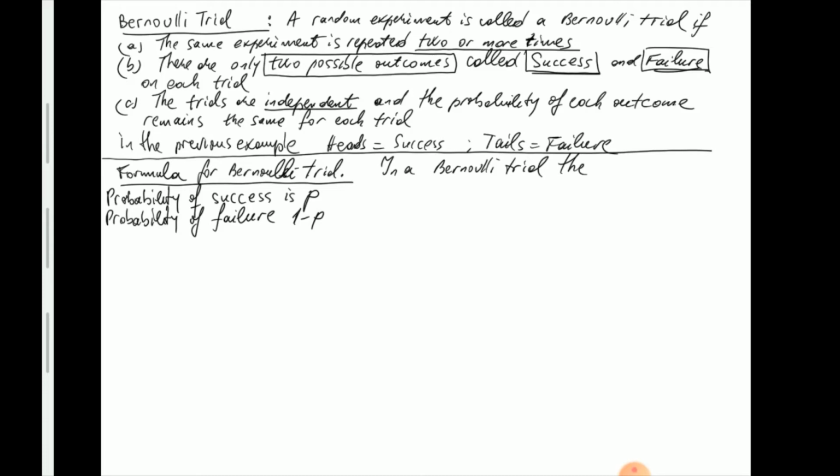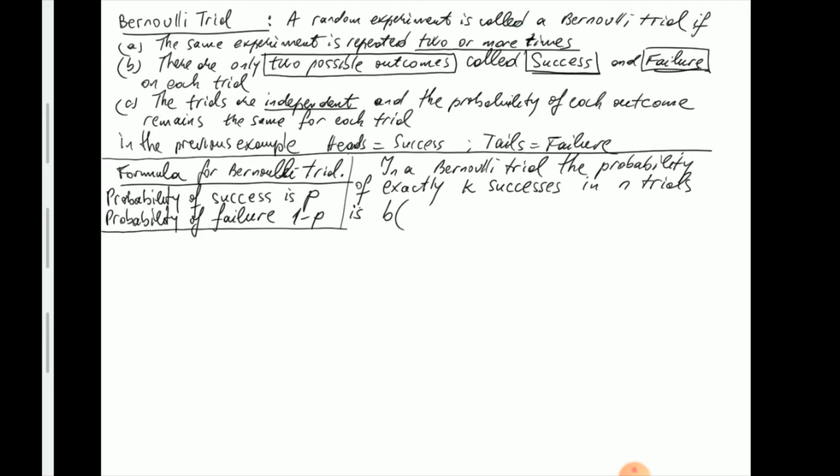So let's say we have a Bernoulli trial with the probability of success being P and the probability of failure 1 minus P. In a Bernoulli trial, and now we came to the formula, the probability of exactly, pay attention to these words, exactly K successes in N trials is, and the notation is B of N comma K semicolon P. That's the notation for the probability of K successes out of N trials, and it is equal to the combination of N choose K times P to the power K times 1 minus P to the power N minus K.